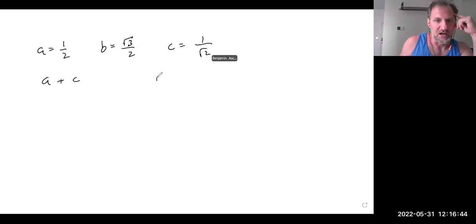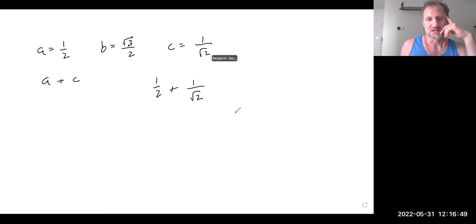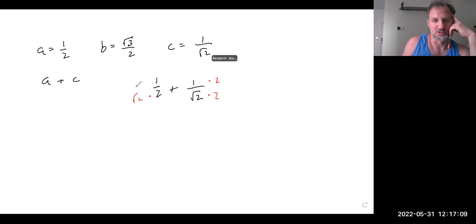Okay, so let's just take it from the top. A half plus 1 over the square root of 2. I need a common denominator. Now, the laziest way to get a common denominator is to just multiply by the other denominator. So for instance, the square root of 2 can be multiplied by 2. If I do that to the bottom, I better do it to the top. And the 2 can be multiplied by the square root of 2. And then I have a common denominator. The 2 and the square root of 2 are not the same thing, of course.